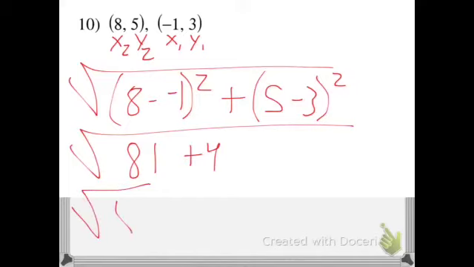You're looking at the square root of 85, which we've actually already done on this assignment, but I don't remember what the square root of that is. Oh, it gives you 9.2-ish. And moving on to 11.